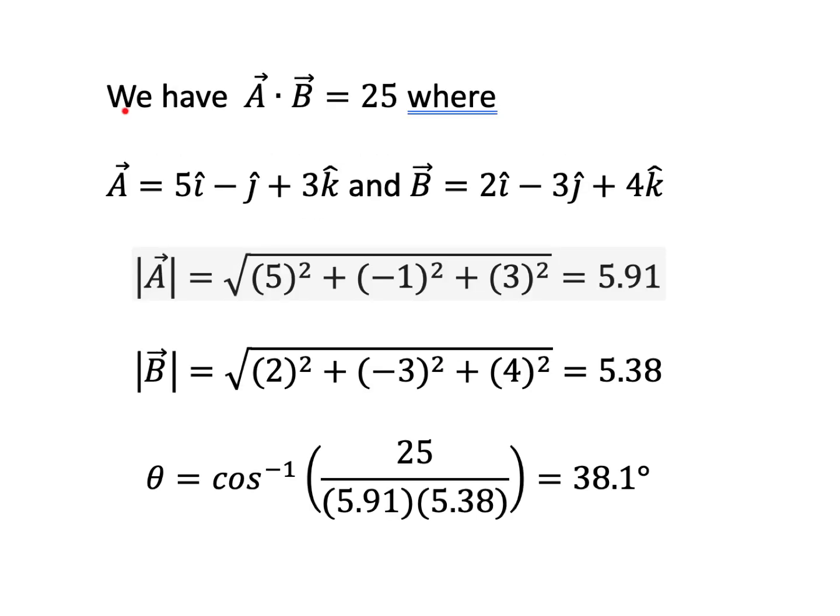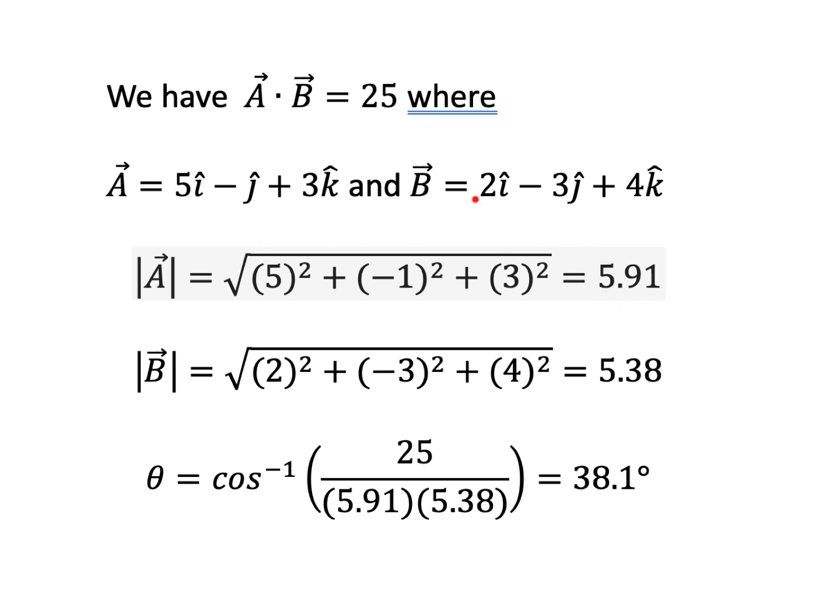So let's recap here. We've got A dot B equals 25, where A is these two vectors. We can calculate the magnitude of A using the three-dimensional Pythagorean theorem that we learned in one of the previous videos. We just take each component, square it, add them together, and take the square root. So the magnitude of A is going to be 5 squared plus minus 1 squared plus 3 squared. That's going to be 5 squared gives me 25, plus 1 plus 9. And when you take the square root of all of that, you get 5.91.